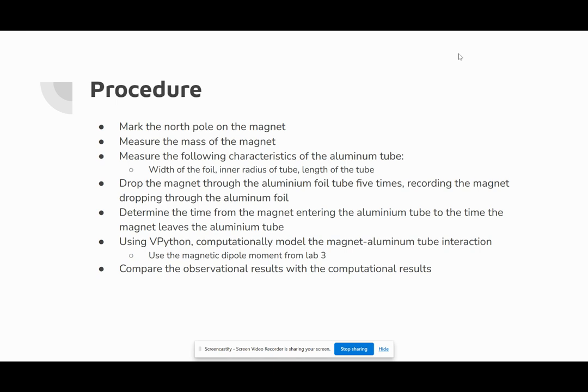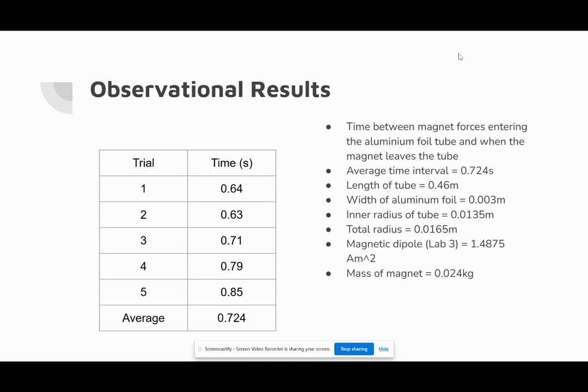and determine the time from the magnet entering the aluminum tube to the time the magnet leaves the aluminum tube, computationally model it, and then compare the observational results with the computational results. Our observational results are listed in the chart.